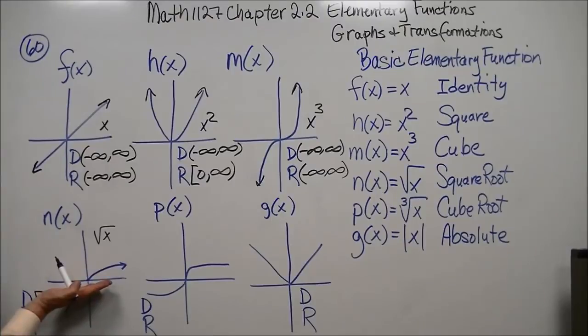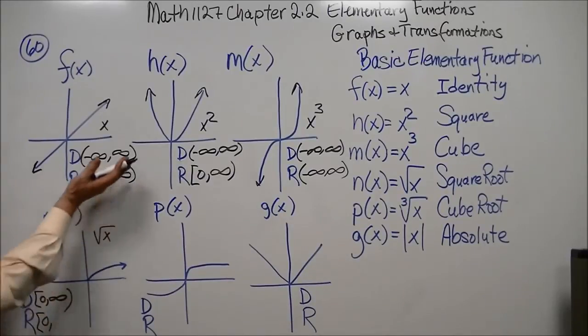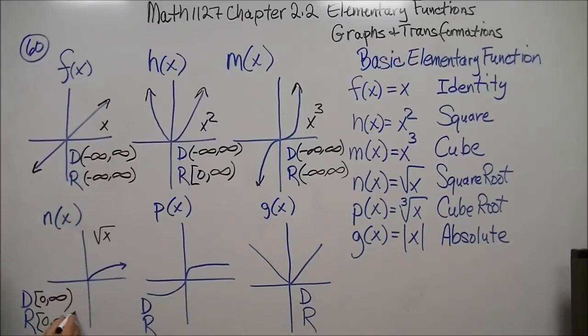And for our range, again, it's starting at 0, and eventually this is going up ever so slightly, but it does. So this would again be starting at 0, going up to positive infinity.